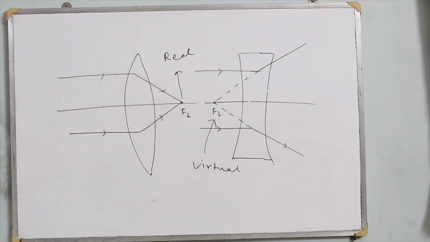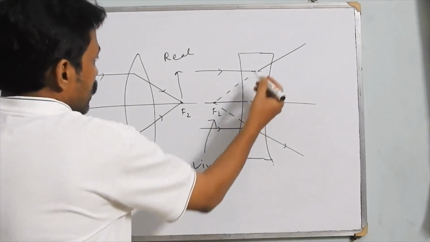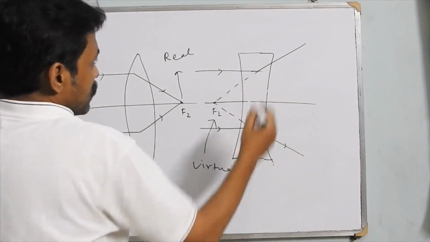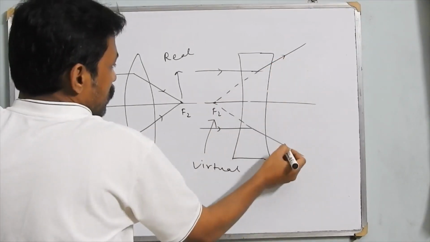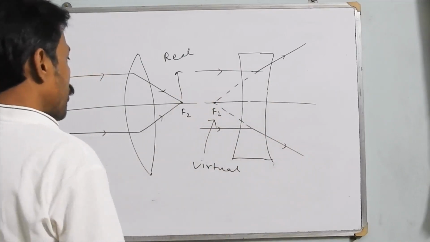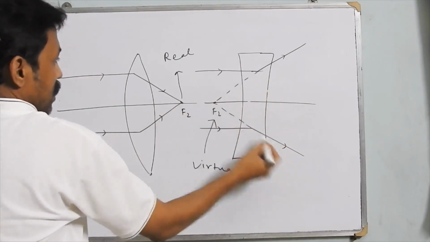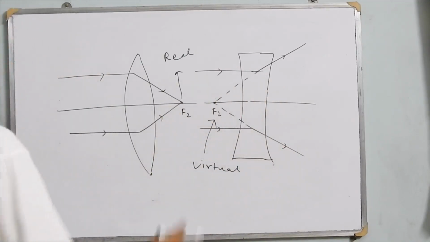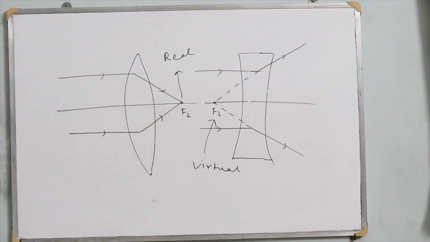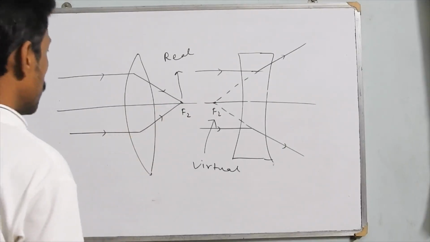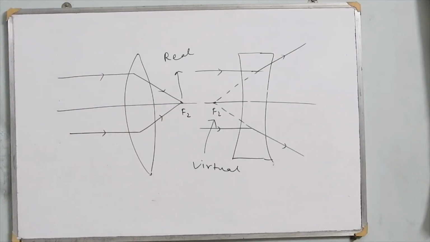So you can say that the focus of a convex lens is real, whereas the focus of a concave lens is virtual. We are deliberately producing the refracted rays backwards, so that they meet at a point. Here they actually meet at a point, here we are deliberately producing it backward to meet at a point. So this focus is virtual, whereas the focus of the convex lens is real. That is also the same for the first principal focus.